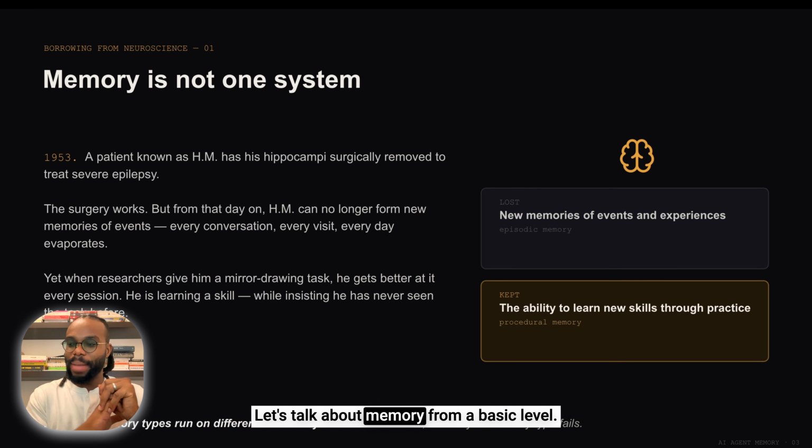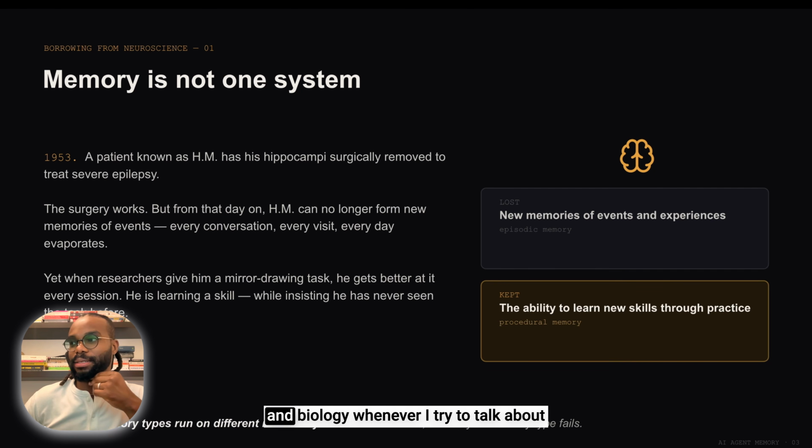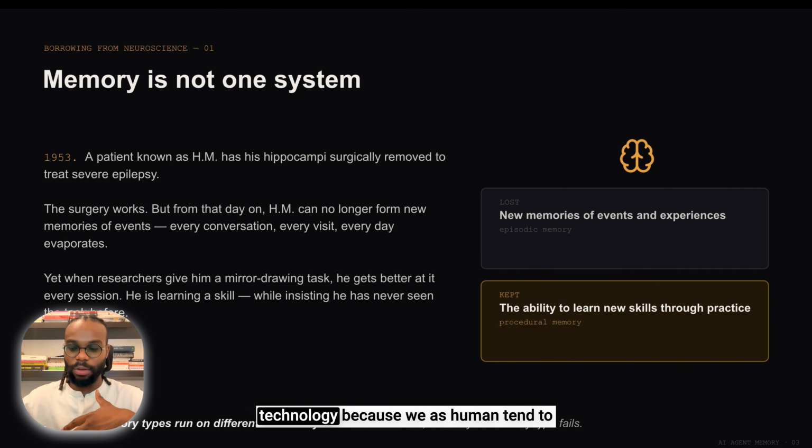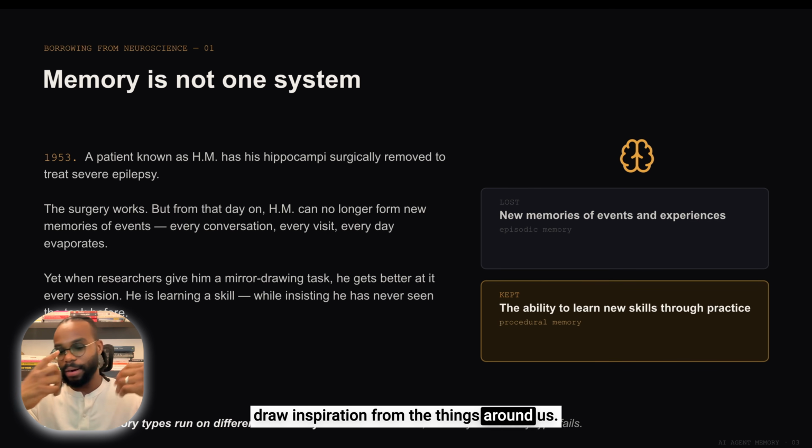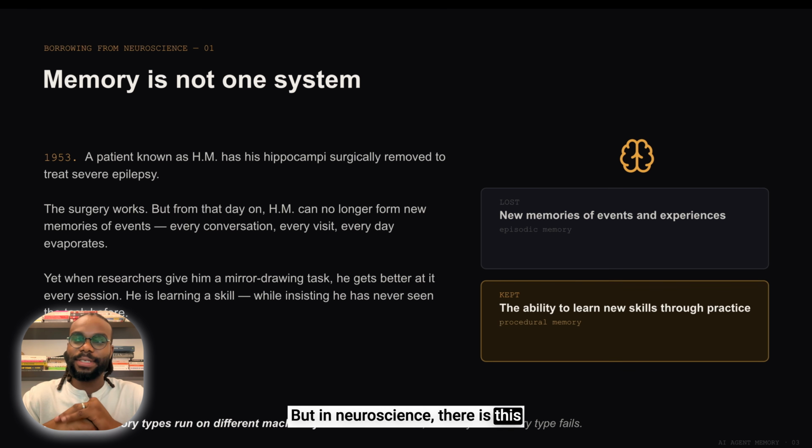Let's talk about memory from a basic level. I always like to look at neuroscience and biology whenever I try to talk about technology, because we as humans tend to draw inspiration from the things around us. But in neuroscience, there is this case.